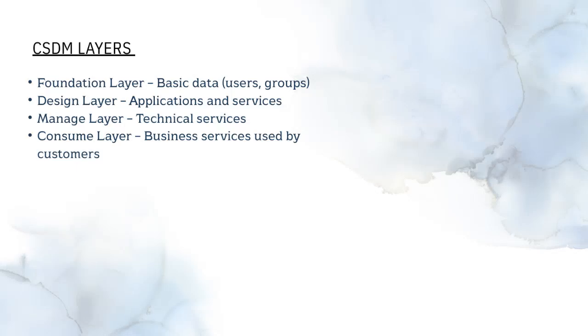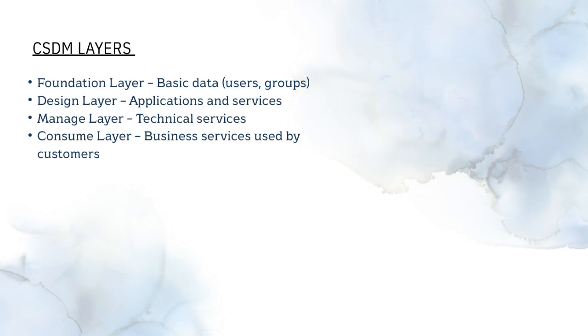So let's take a closer look at the CSDM layers. Starting with the foundation layer, this is where we manage the basic data, things like users and groups. Think of it as the building blocks or the foundation of our entire data structure. Then, moving up to the design layer, this is where applications and services are defined. It's essentially the blueprint for how our services are structured and how they interact.